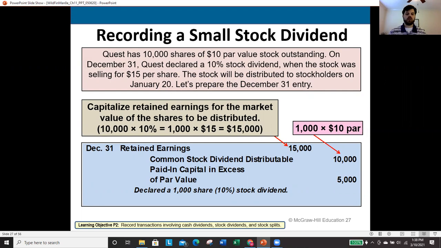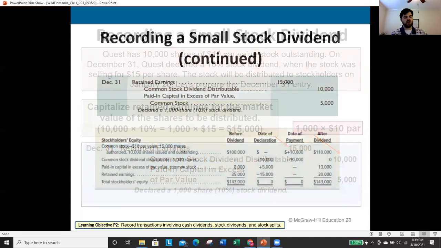So we need to prepare that 12/31 entry. What I have to do is I initially reduce retained earnings by the amount of the market price. So the 10,000 shares times the 10% times that $15 trading price. That is $15,000 coming out of retained earnings. Now my credit will be a credit to common stock dividend distributable for 10,000, the 1,000 shares times the $10 par, and the 5,000, of course, will be running through paid-in capital in excess of par value.